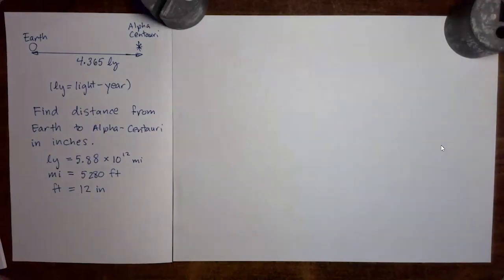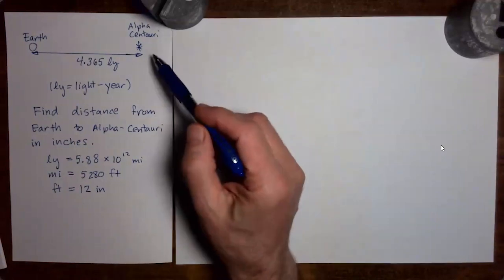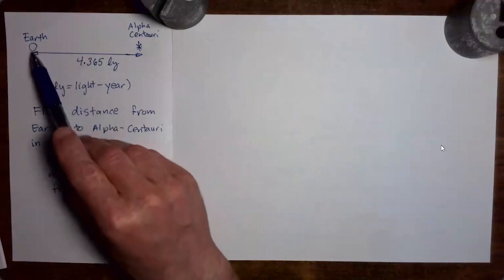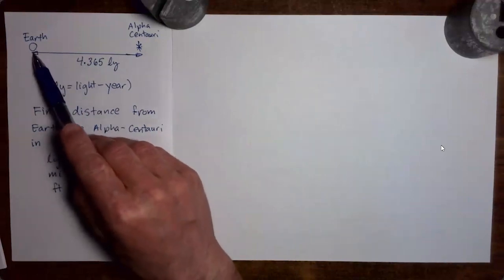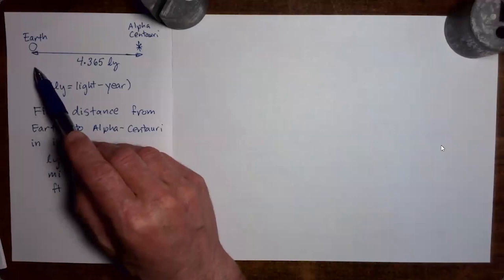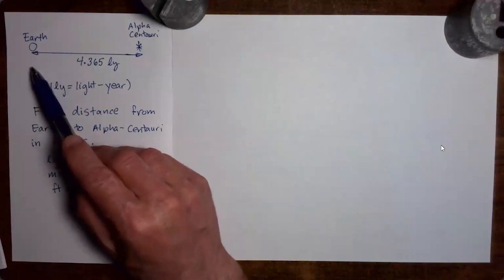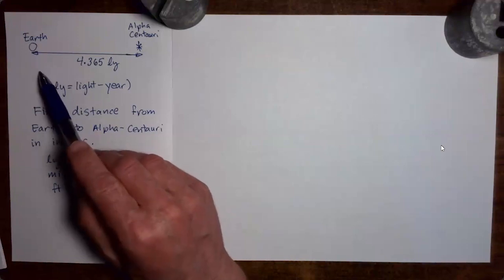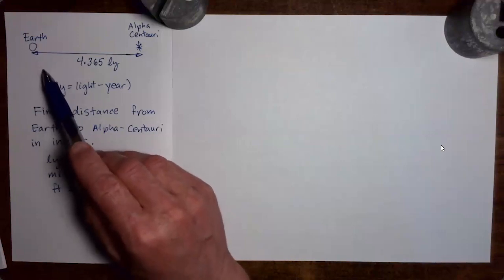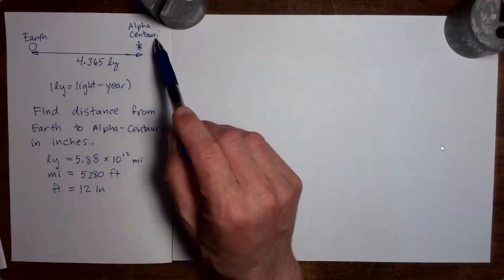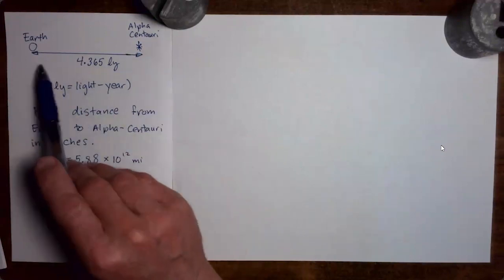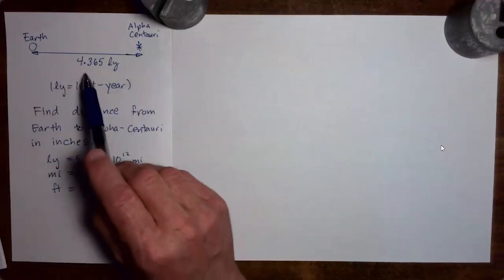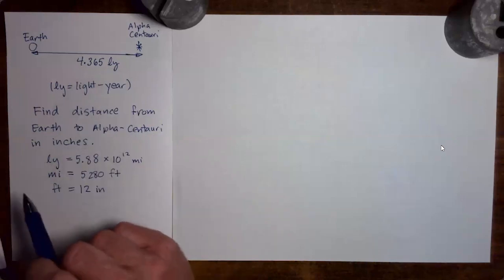In this video, we're going to do a second example problem on unit conversion. So here's the problem. Let's say this is the Earth over here, and suppose I would ask you which star is closest to the Earth. The star closest to the Earth is, in fact, the Sun. The star which is second closest to the Earth is called Alpha Centauri. And the distance from Earth to Alpha Centauri is 4.365 light years.